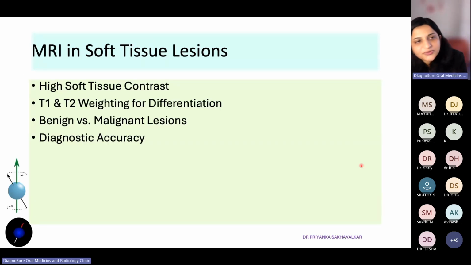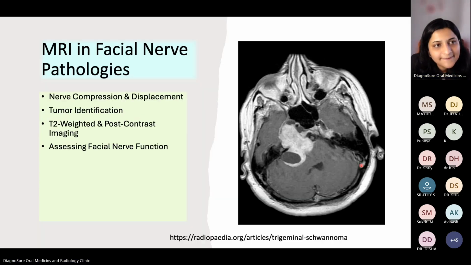Now, in soft tissue lesions, MRI is highly effective in evaluating soft tissue lesions in the maxilla or mandible. This imaging modality helps in differentiating between various types of soft tissue lesions, whether they are benign or malignant. MRI sequences like T1, T2 or FLAIR can highlight the extent and nature of these lesions, providing critical information for accurate diagnosis and treatment planning.